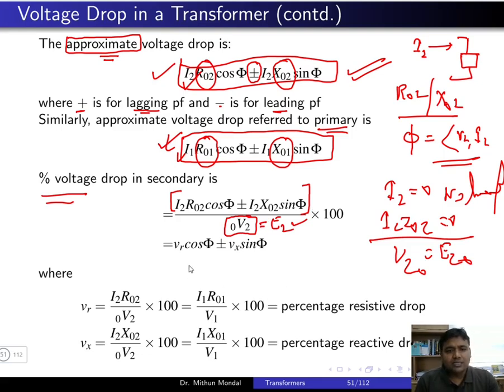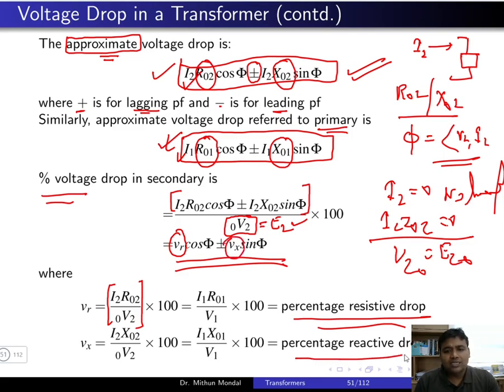So you can represent this in a simpler form as VR cos phi plus minus VX sin phi, where VR indicates the resistive percentage drop. That is equal to I2R02 divided by the no load voltage into 100, and VX is the percentage reactive drop, so I2X02 by the no load voltage. So this is the simplest and approximate form of representing the drop in the transformer, where VR indicates the percentage resistive drop and VX indicates the percentage reactive drop in the transformer.